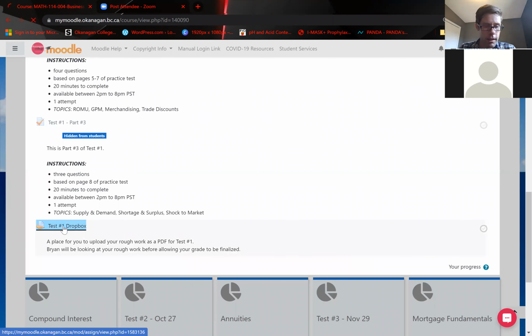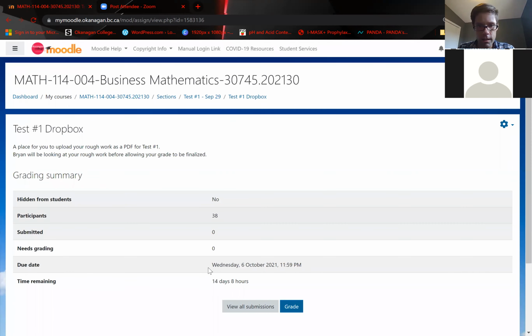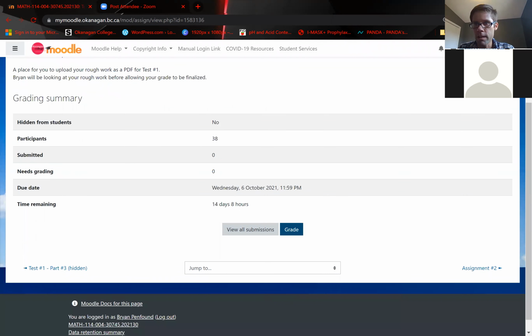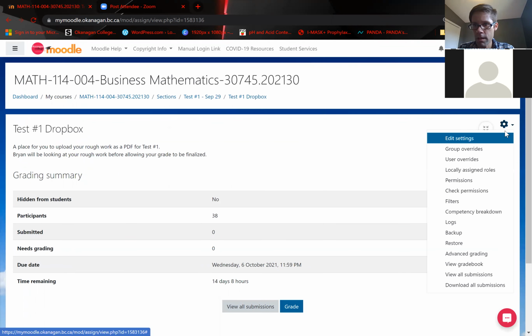Yeah, we can even look, right? What do the settings say? Let's take a look. I don't want to grade anything right now, but let's see. Can I open up the settings?